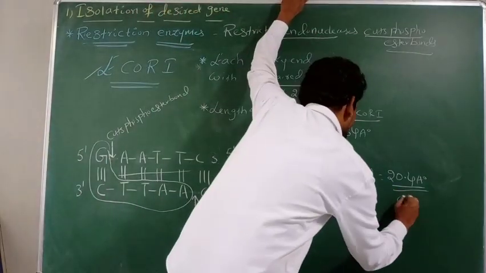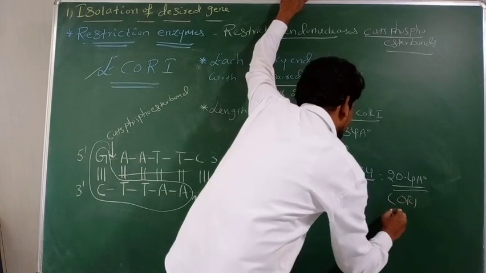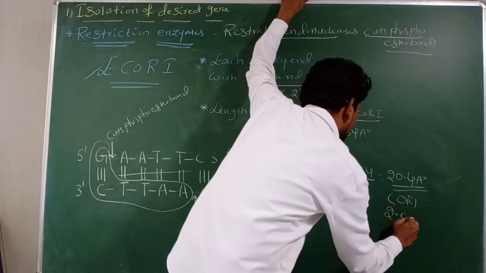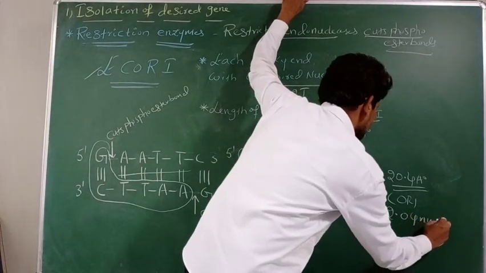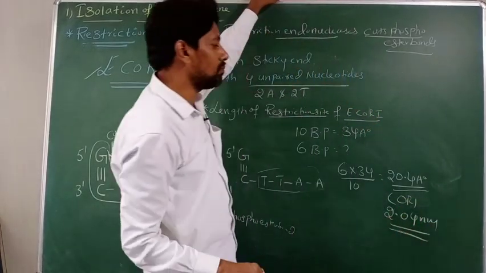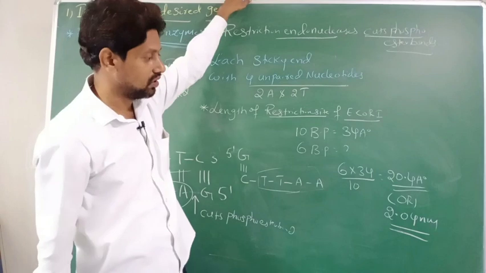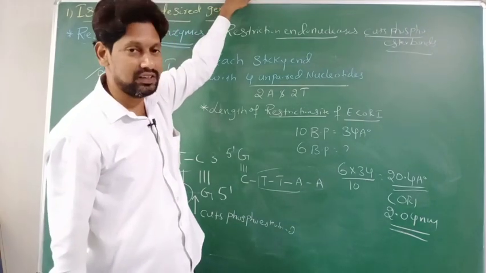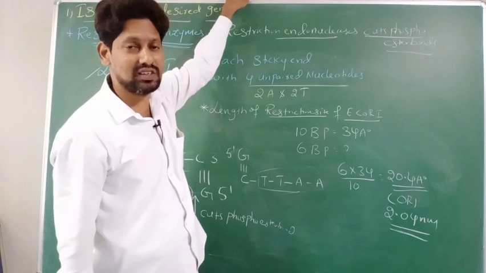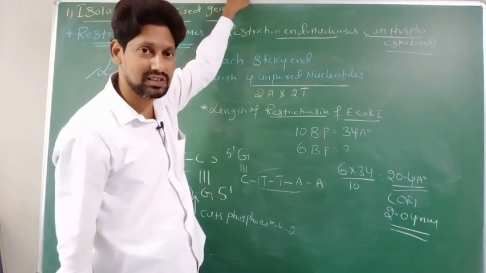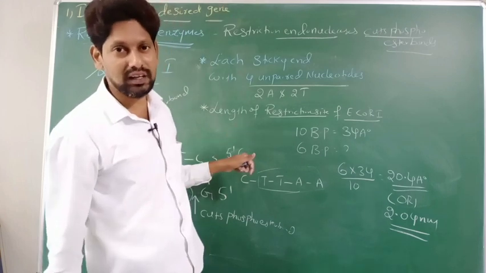Therefore, the length of the restriction site or recognition site of EcoRI is 20.4 angstroms. If you convert it into nanometers, it will be 2.04 nanometers. 20.4 angstroms or 2.04 nanometers is the length of the restriction site or recognition site of EcoRI. Is it okay? Right? Thank you.